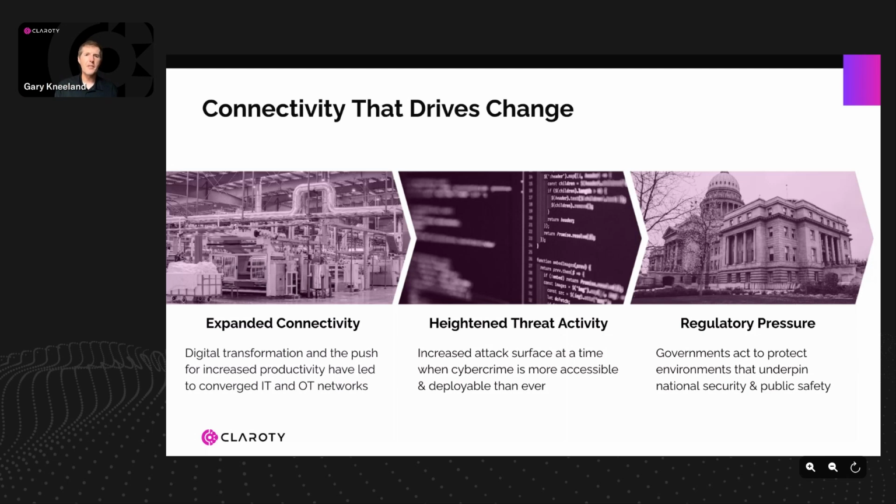Any of you folks in the midstream oil and gas industry probably are aware that the TSA came on as a new regulator after the events of Colonial Pipeline a couple of years ago. We see things like NERC and FERC in the US. In the European Union, the NIS2 requirements have changed dramatically the cybersecurity requirements for critical infrastructure.